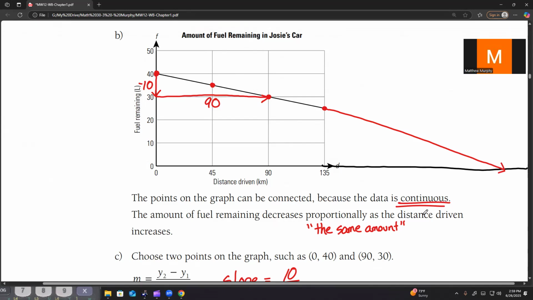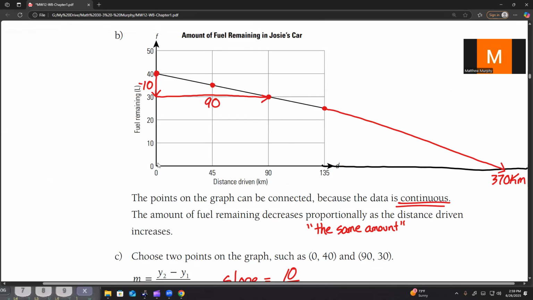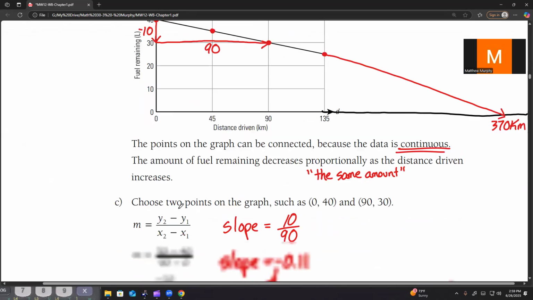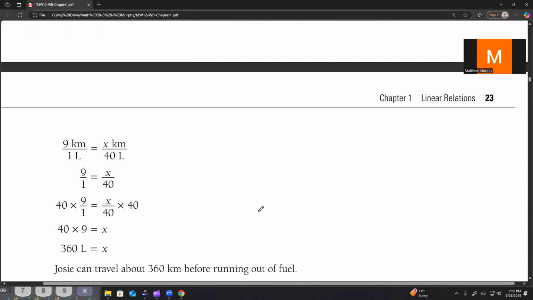Okay. So now we don't have any numbers for this, unfortunately. So what they are saying is that this would hit 370 kilometers until the fuel is gone. Now there is an alternative solution. You can use what is called proportional reasoning. So let X represent the distance Josie can drive on a full tank. She uses 1 liter of fuel for every 9 kilometers, and there are 40 liters of fuel in her car. So what you can do is set up the following.